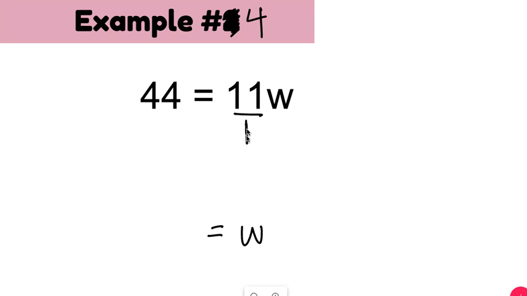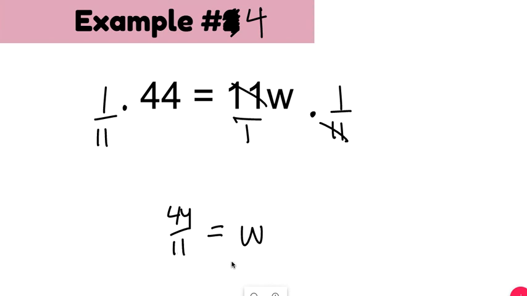If I force 11 to become a fraction, the reciprocal of 11/1 is 1/11. My 11's cancel. I'm left with W. On the left-hand side, I've got 44 over 11. So I end up with W equals 4.